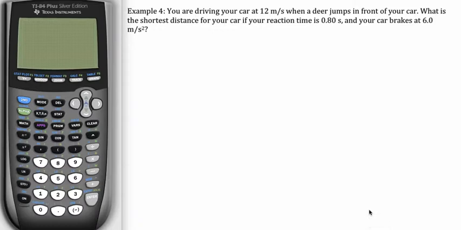In this case, you're driving a car at 12 meters per second. That's our initial velocity. A deer jumps in front of your car. And we're asked what is the shortest distance for your car if your reaction time is 0.8 seconds and your car brakes at a rate of 6 meters per second squared. And when we say shortest distance, we mean shortest braking distance, so the wording there could be better. So we want to find the shortest braking distance.